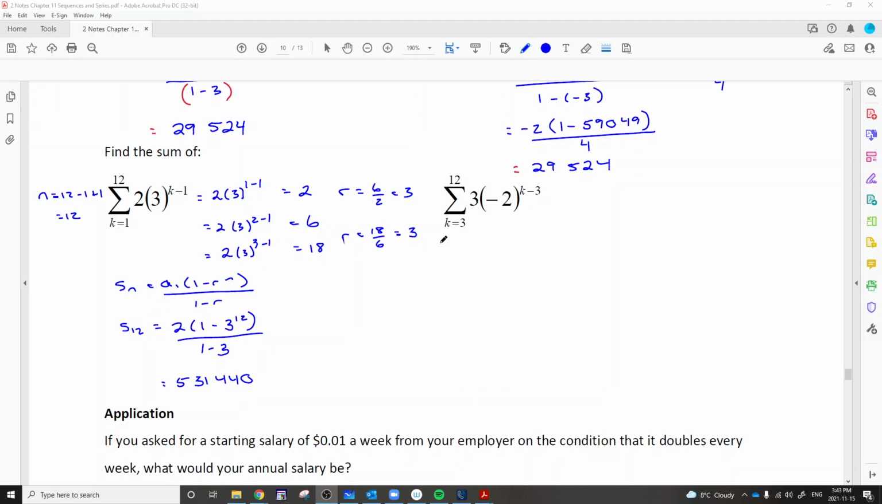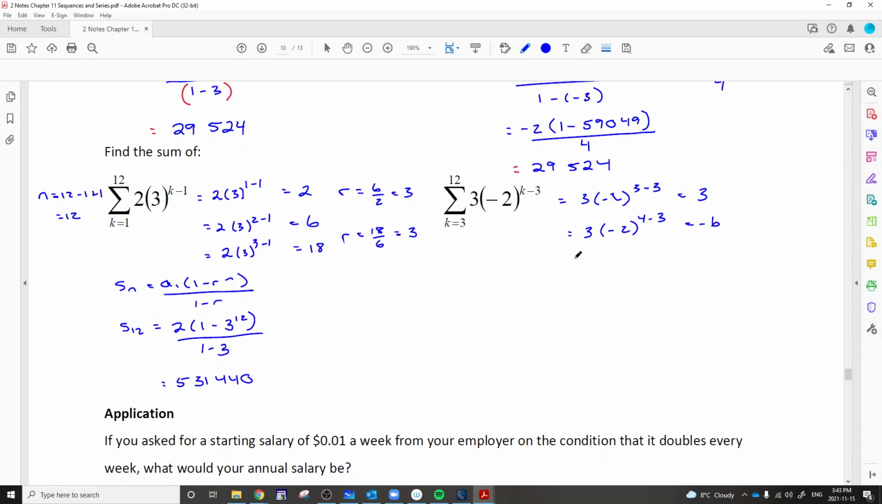So hopefully you tried this on your own, and if you didn't, that's okay, right? You can always wait for me. So the first term is when k is 3. So 3 times -2 to the 3 minus 3, which gives me 3 times -2 to the 0, which is 3 times 1, which is 3. The second term is going to be 3 times -2 to the 4 minus 3, which is 3 times -2 to the 1, which is 3 times -2, which is -6.